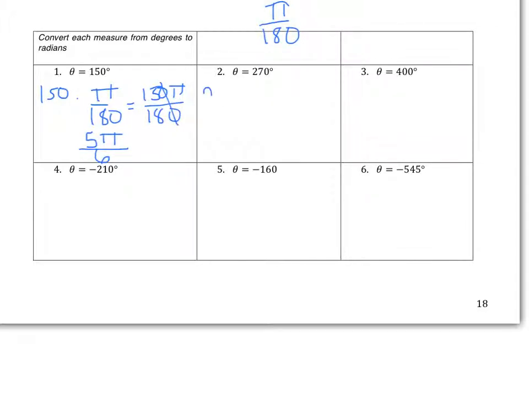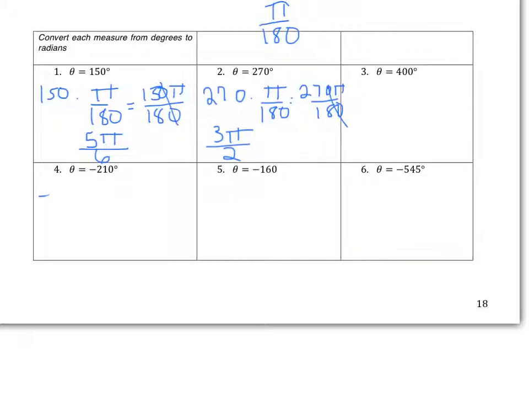In number 2, I have 270 degrees times my conversion factor of pi over 180, which gives me 270 pi over 180. So I simplify, so divide by 10, divide the top by 9, and I get 3 pi, divide the bottom by 9, I get 2. Go ahead and do number 3 for homework.